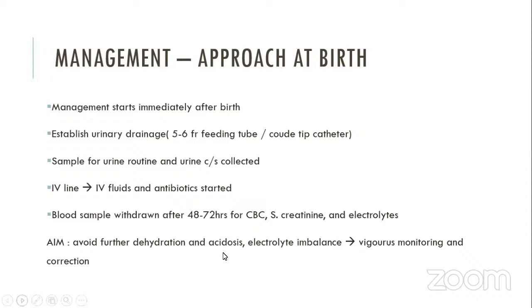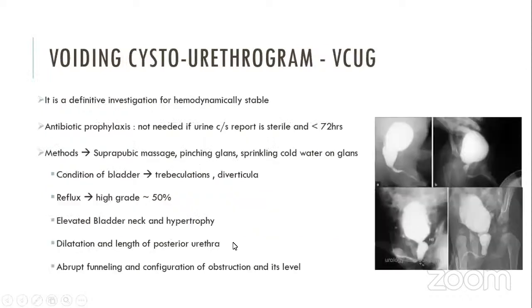Voiding cystourethrogram is the definitive investigation for these patients. Antibiotic prophylaxis is needed. The methods for the child to void are suprapubic massage, pinching of the glans, and sprinkling cold water on the glans. The bladder condition we can see is trabeculation and diverticula. In 50% of cases, we can see high-grade reflux, elevated bladder neck and hypertrophy, dilatation and increased length of the posterior urethra, and abrupt funneling and configuration of obstruction.